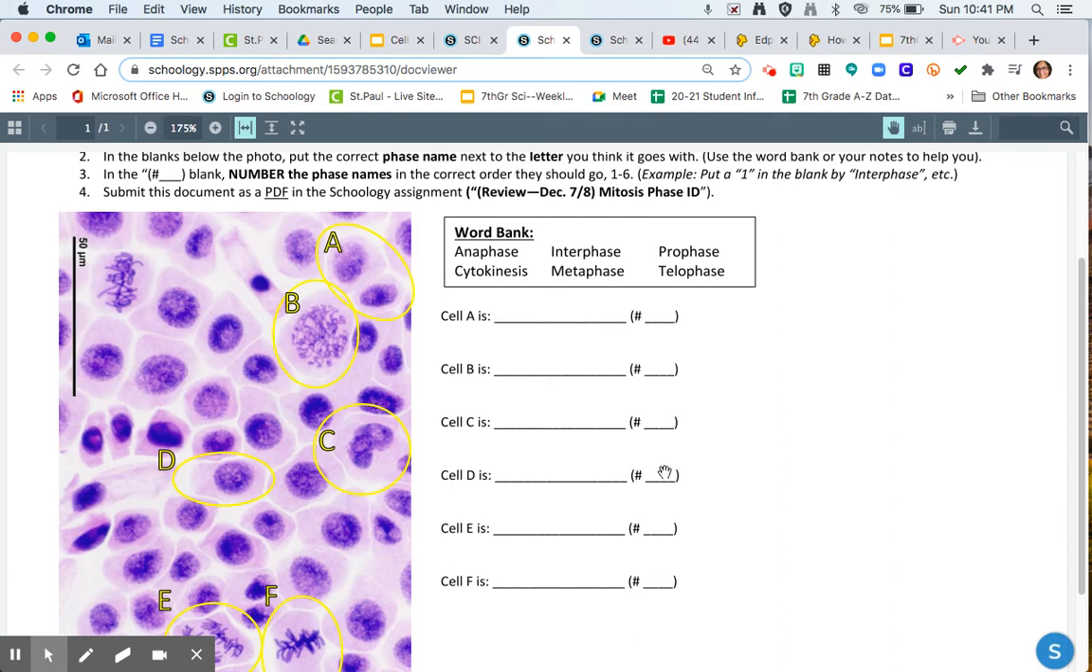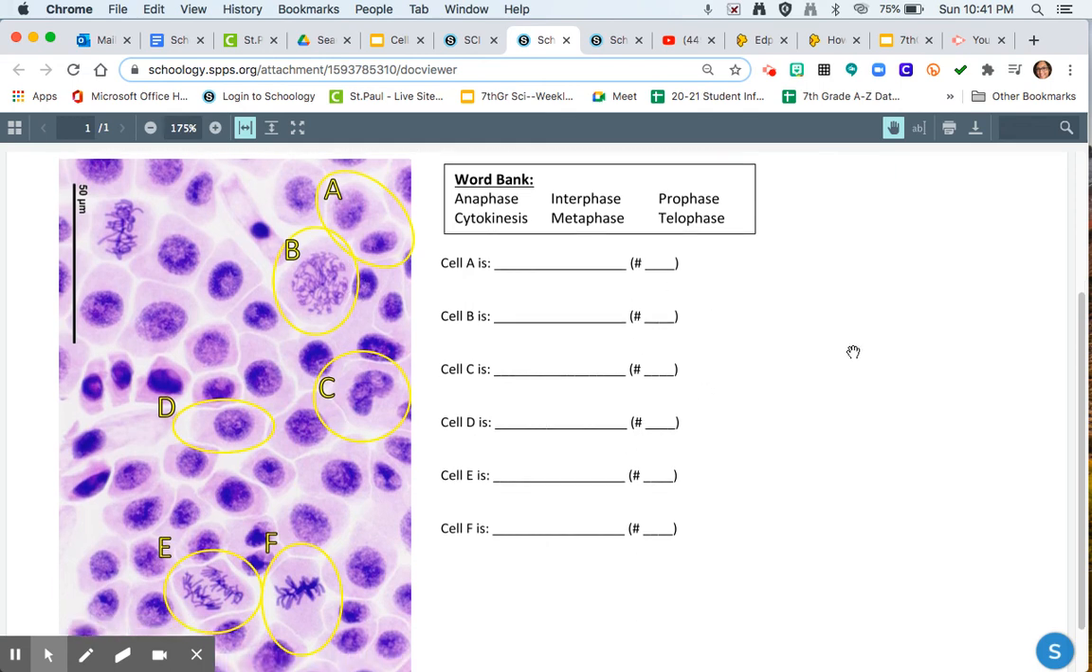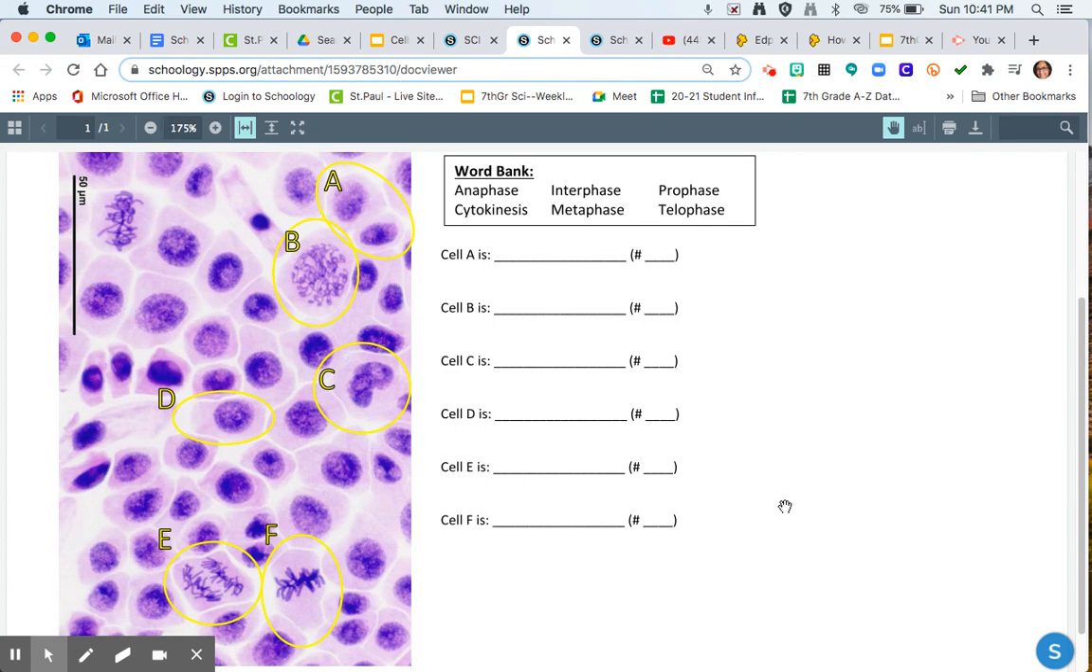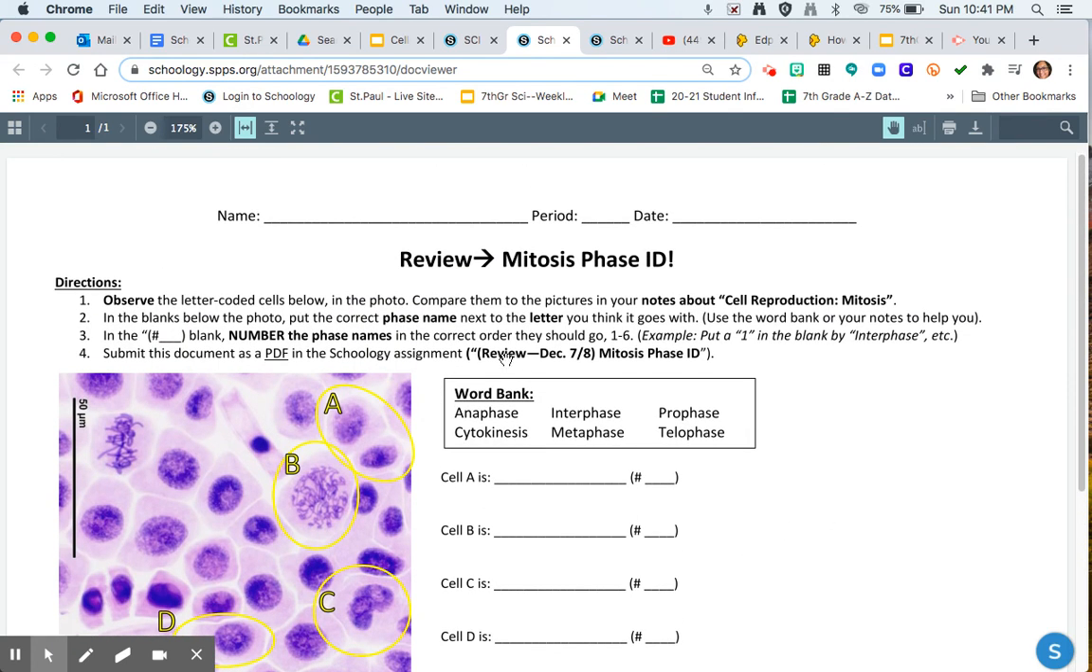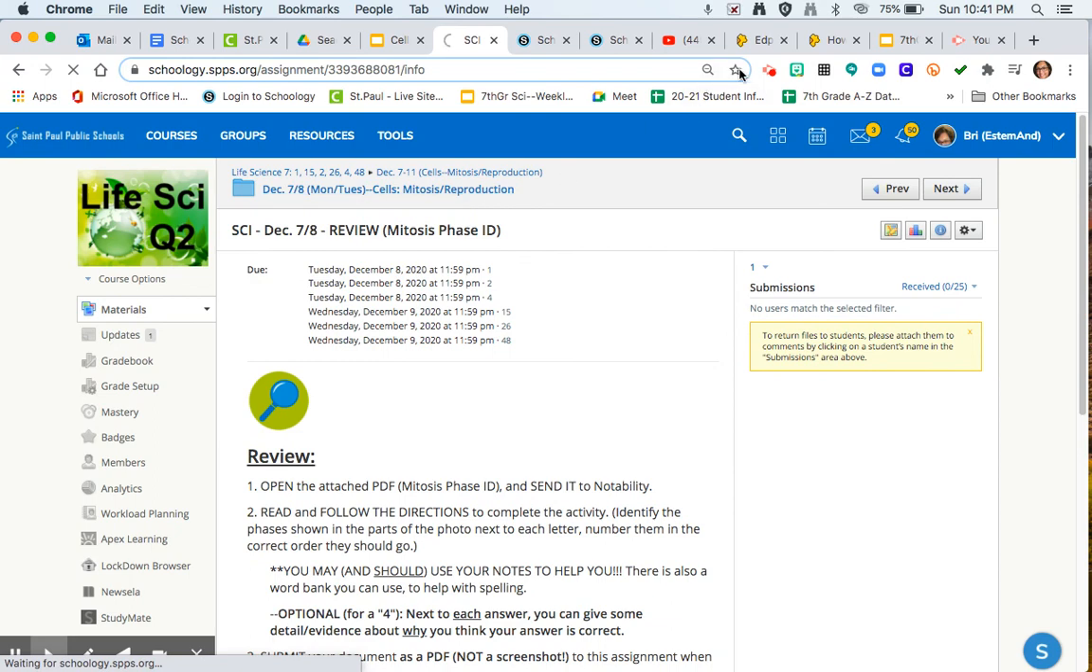And then keep numbering these all the way from 1 to 6 so that you're putting them in the correct order. Remember that for a score of 4, you need to write next to these why you think that is the correct stage name for that phase of mitosis. So that's for a 4 there. You need to write in this area. And then remember to submit that to the review activity for today, it's December 7th and 8th. Hopefully that should get you through all the different activities there. And best of luck.